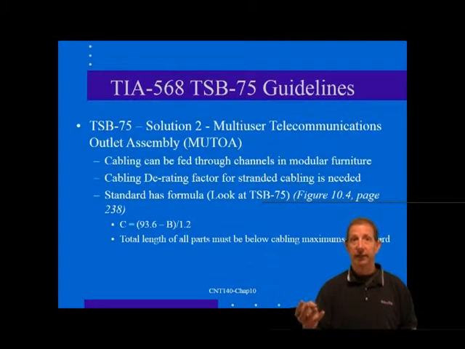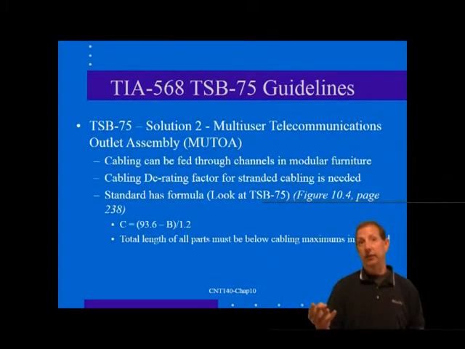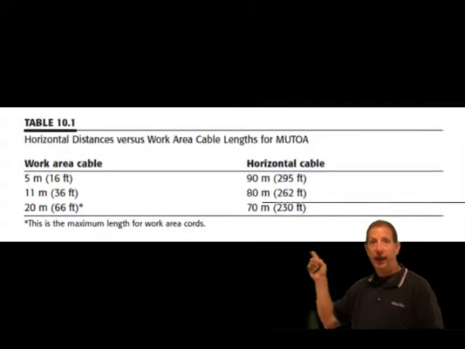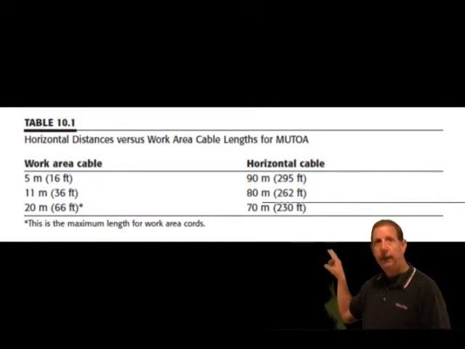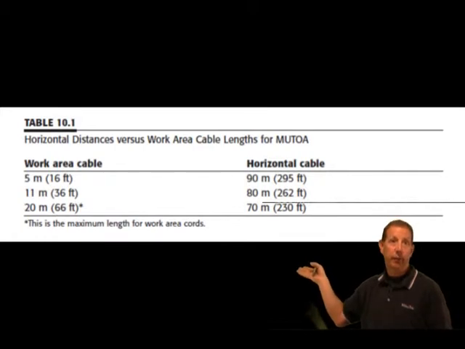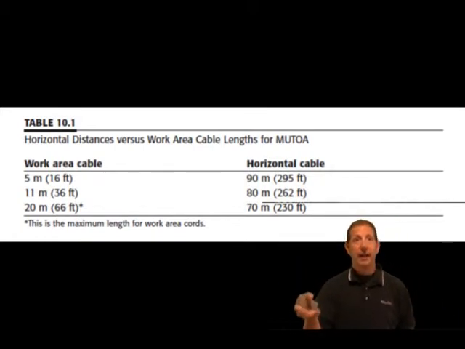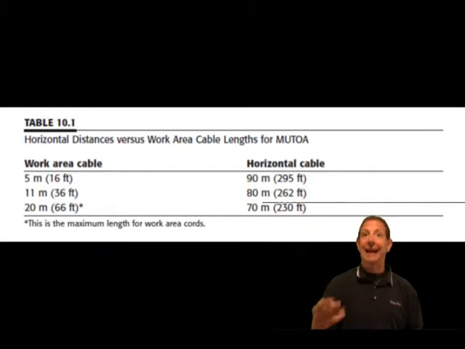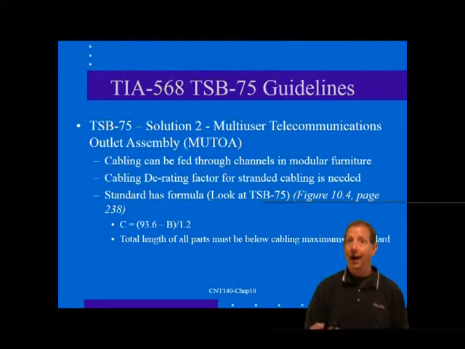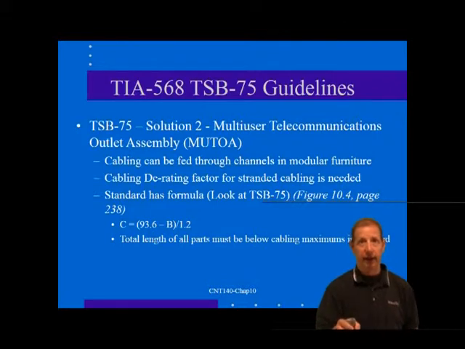The formula for this calculation is given in the standard, but the maximum horizontal runs for several lengths of cable work area are shown here in the table. As you can see, the length of work area cord is the normal 5-meter length at the maximum horizontal distance of 90 meters. This is a total of 95 meters, and when added to the cross-connect equipment cable length of 5 meters, it yields the total of 100 meters, on which most of your LAN topologies are based.